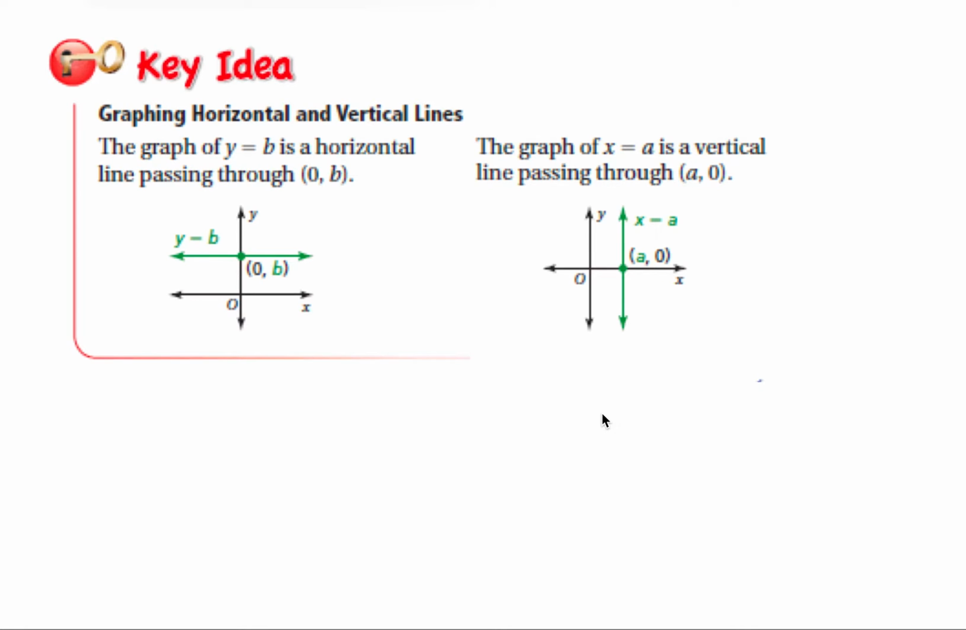And then the second one is kind of the opposite. It's a vertical line. This one over here where it says graph of x equals a is a vertical line passing through (a, 0). So for vertical lines, you'll notice that all of the ordered pairs are going to have the same x value. And when you have the same x value, you're going to have them all line up so that they're vertical. That's going to give you an undefined slope if you think back to when we did slope in chapter 5.